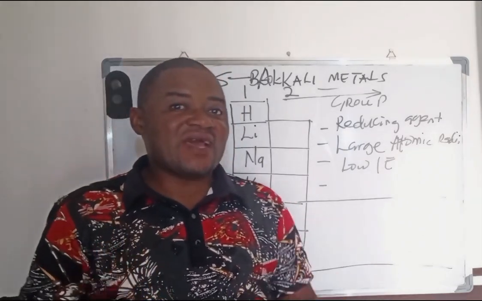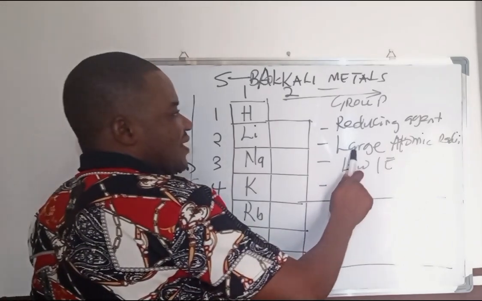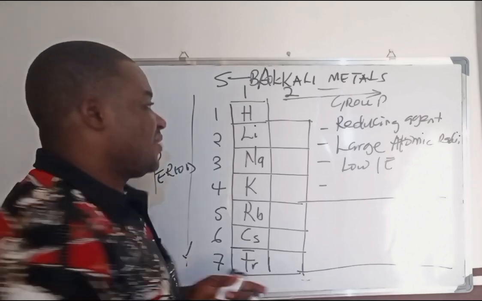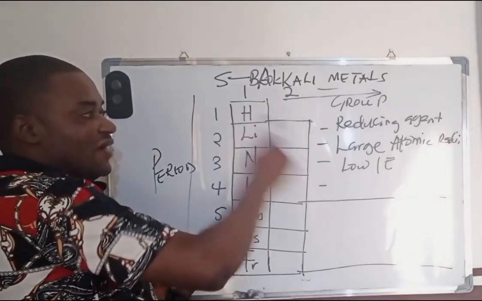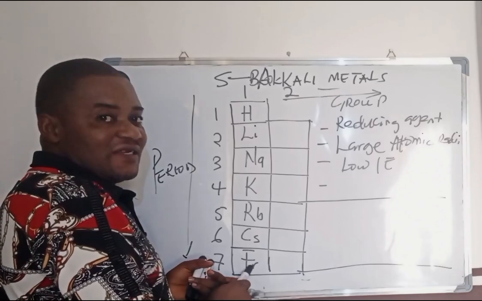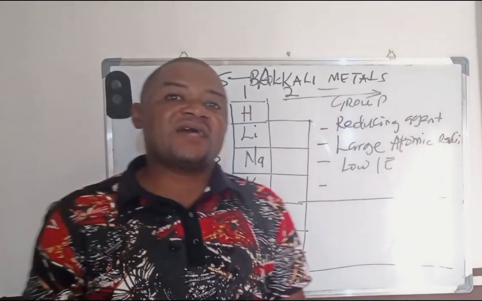They are always very reactive. Know what I said? Because the alkali metals possess large atomic radii and low ionization energy. Especially, they have large atomic radii as you move down the group, and they have low ionization energy as you move down the group. It makes them very reactive.